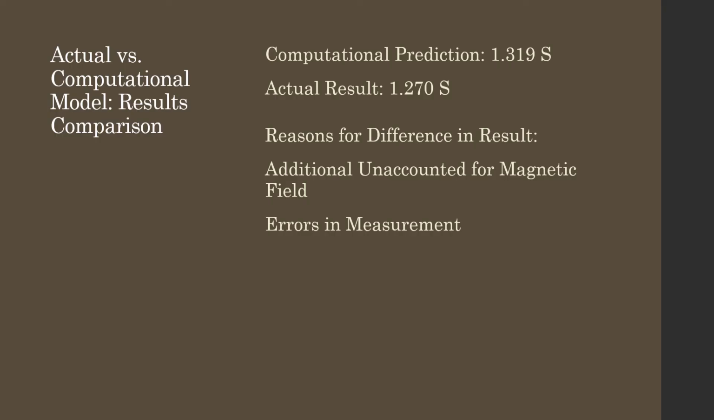In comparing the results, we found that the computational prediction, as stated before, was 1.319 seconds, whereas the actual time found was 1.270 seconds. Reasons for that difference could be additional unaccounted-for magnetic fields or errors in measurement for the experimental setup.